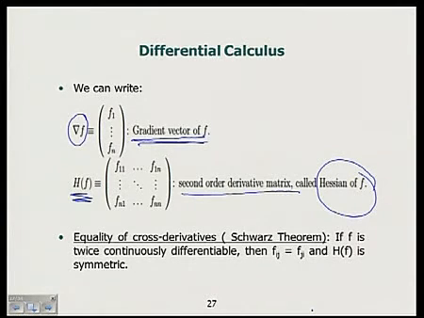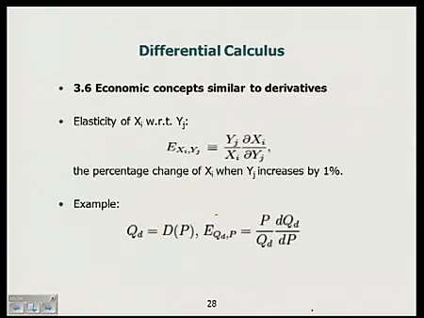And then we can read the equality of cross derivatives. This is the Schwarz theorem. If f is twice continuously differentiable, then Fij must be equal to Fji, and the Hessian of f is symmetric. The matrix will be symmetric.